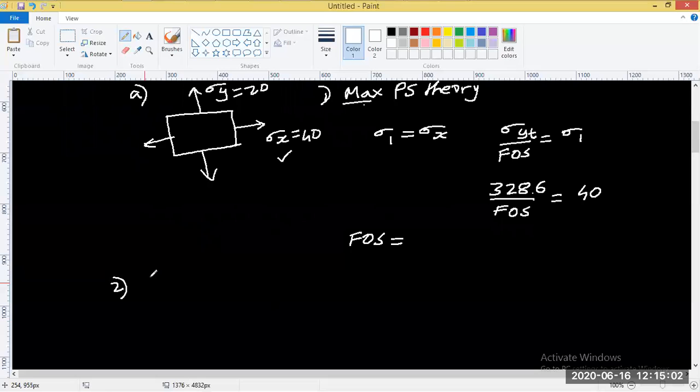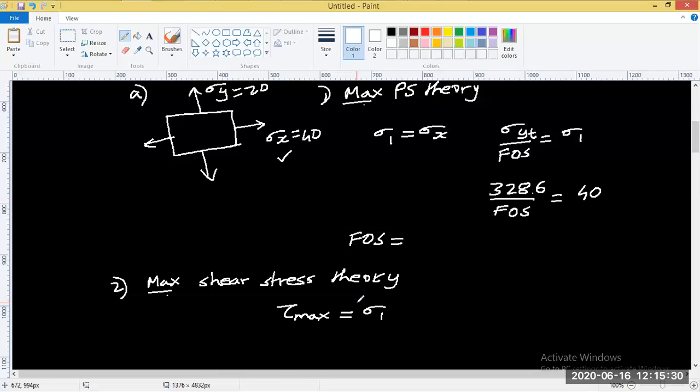Okay, let's use, let's say, maximum shear stress theory. So then again, what is shear stress? Tau max we have to equate to the maximum stress, that is sigma 1. So this is the maximum stress. There is no shear. This is the maximum stress we are encountering.